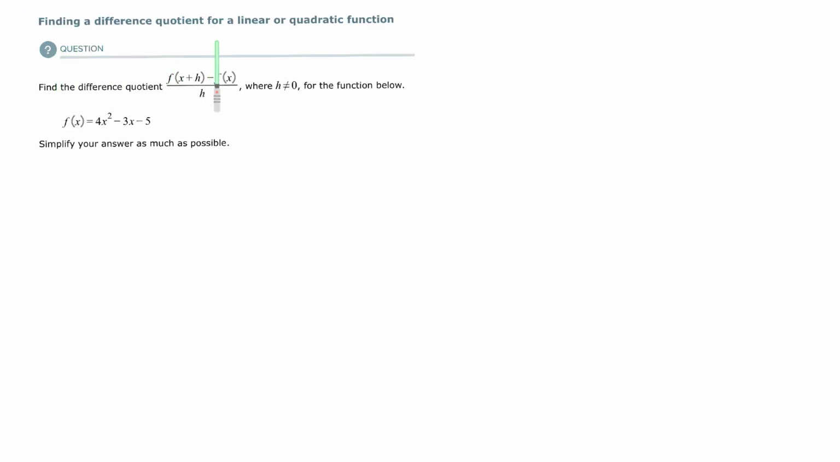Finding a difference quotient for a linear or quadratic function. This is called a difference quotient. In this class, that doesn't make a whole lot of sense. There's a difference in the numerator, and it's divided by h. And so when you simplify this, you get a quotient, which is an answer to a division problem. Now, in reality, what this has to do with math and science is this is later called a rate of change. In fact, not just a rate of change, it is actually called the average rate of change.